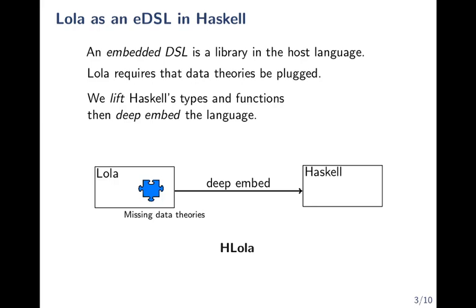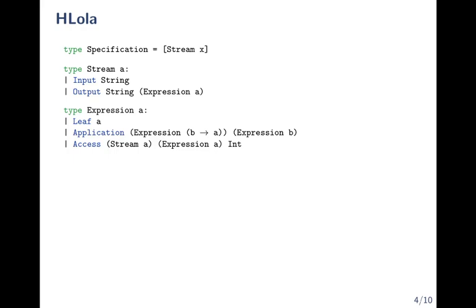In HLola, we have defined data types to represent specifications and stream definitions, and we have implemented an engine that takes a specification and input streams and produces output streams. As a result, we have effectively incorporated Lola to the data domains of Haskell, and we can use the newly defined data types and the engine as a function in a Lola specification.